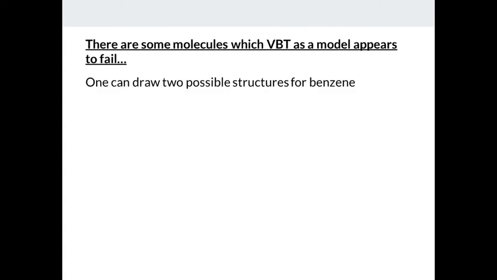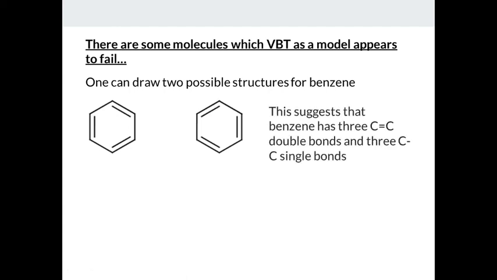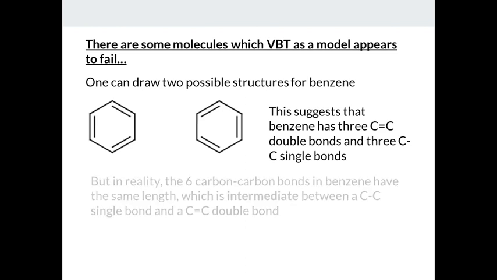So now let us move on to the last but very important concept in our chemical bonding topic, which is resonance. There are some molecules for which valence bond theory as a model appears to fail. One can draw 2 possible structures for benzene. Right, so the difference is the positions of the C=C double bonds. However, what this suggests is that benzene has 3 C=C double bonds and 3 C-C single bonds.